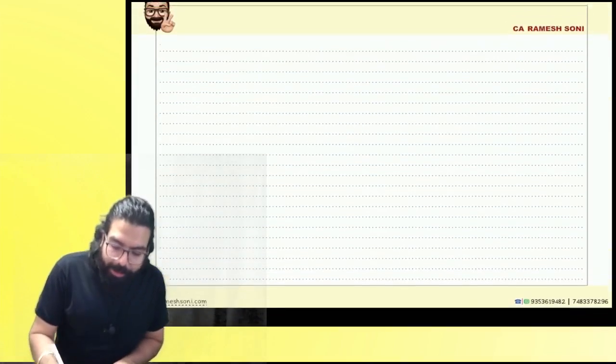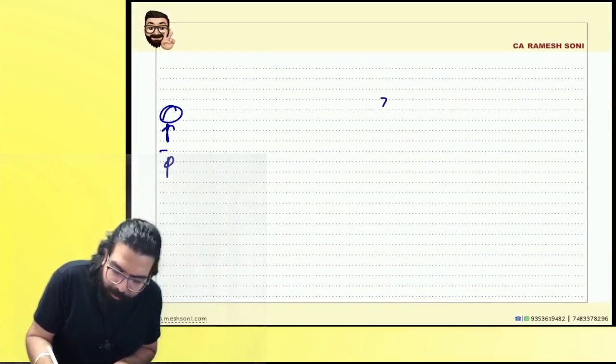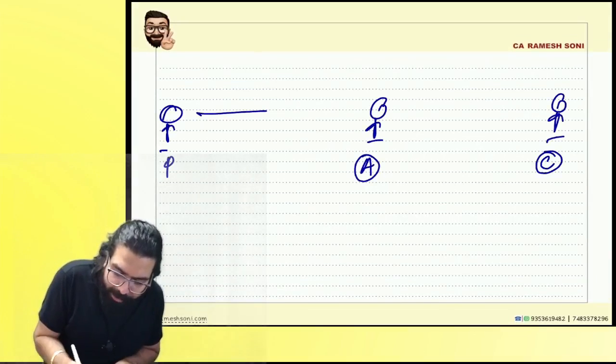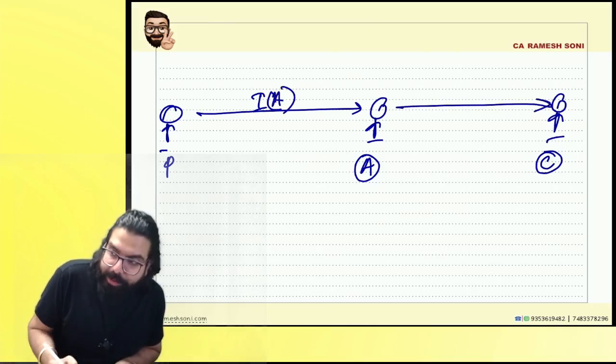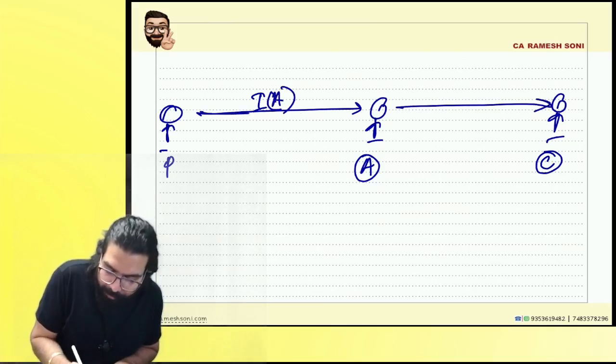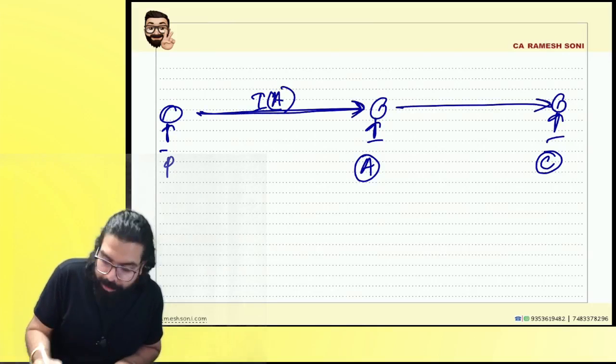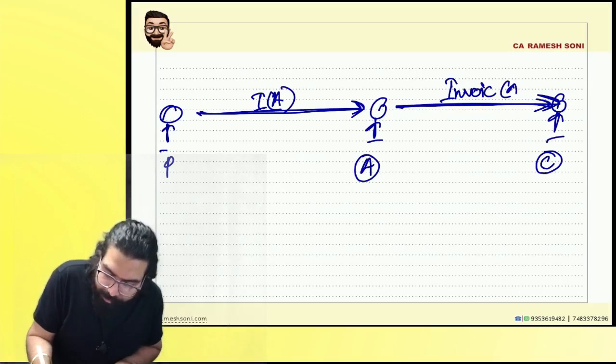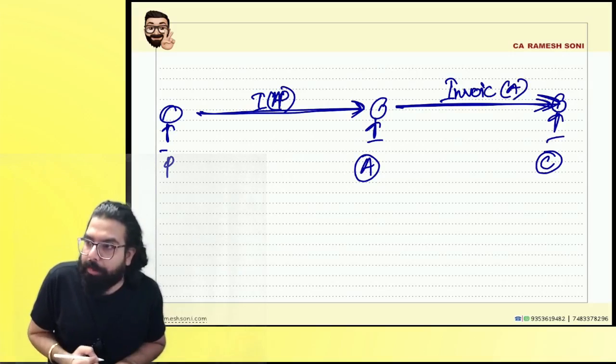I will change the example now. Over here, we have the principal, we have the agent, and we have the customer. Principal went ahead and gave the invoice in the name of the agent. Principal gave the invoice saying show him, sale to him. Agent went ahead and gave the invoice saying this is the invoice in the name of the principal. This is the invoice in the name of the agent.